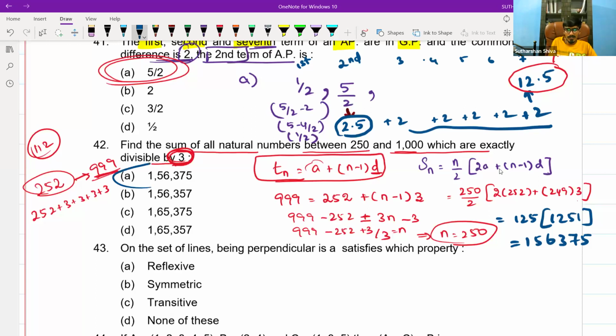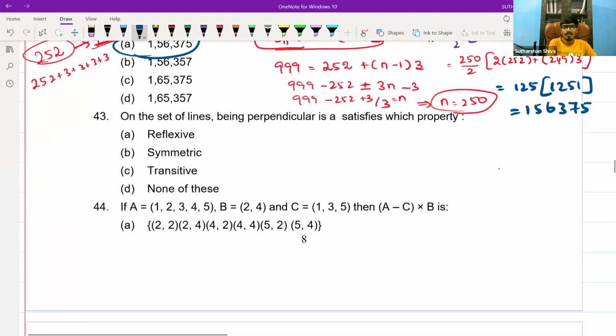156375. Be careful with the option because I myself am confused with that option, because every number remains the same. So be careful with that part. Then 43. On the set of lines, being perpendicular is satisfied. If it is being perpendicular, it is a symmetric function.